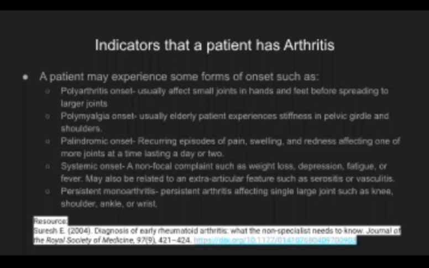Persistent monoarthritis is a persistent arthritis affecting a single large joint such as a knee, shoulder, ankle, or wrist.